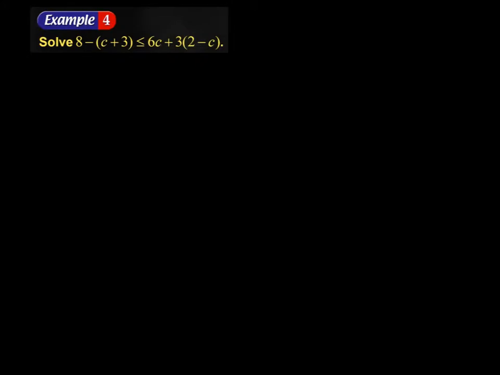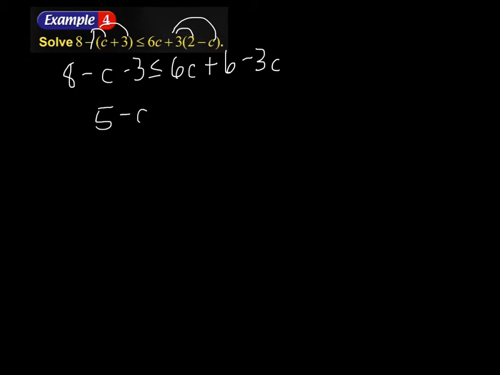Now we get to solve using the distributive property. Remember, if there's not a number written, we can always put a 1 in if it makes us happy. So if I distribute that negative 1, I'd have negative c minus 3 is less than or equal to 6c plus 3 times 2 is 6, and then minus 3c. Combining like terms, 8 minus 3 is 5, and 6c minus 3c is 3c.